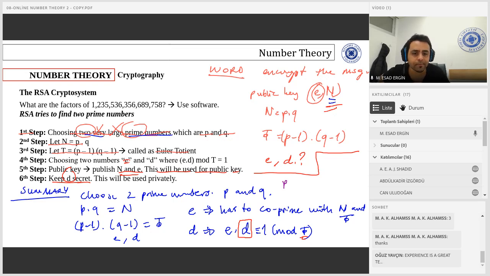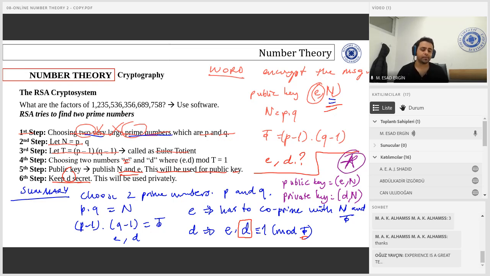For the public key, we are going to use E and N. For the private key, we are going to use D and N. Okay, and also this is very important as well.